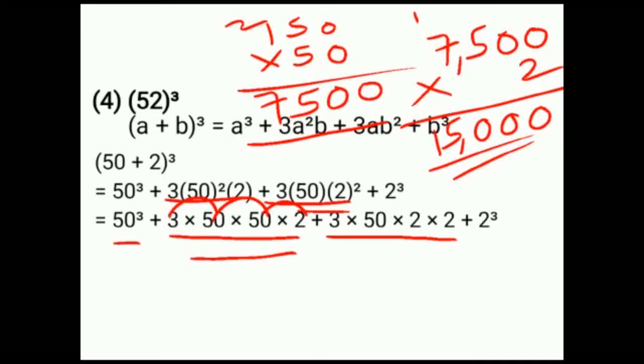And now add all this. I have added here 1,25,000 plus 15,000 plus 600 plus 8. I am getting the answer 1,40,608. This is the final answer.